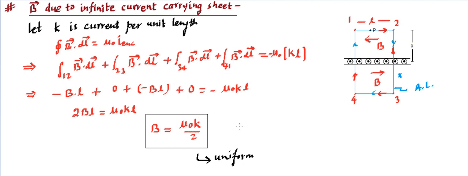Okay, so that's all for this video. In this video lecture we have covered a couple of important expressions of magnetic field because of various current distributions which were symmetric, and we have used Ampere's law extensively. Okay, so make your notes and understand all the aspects.